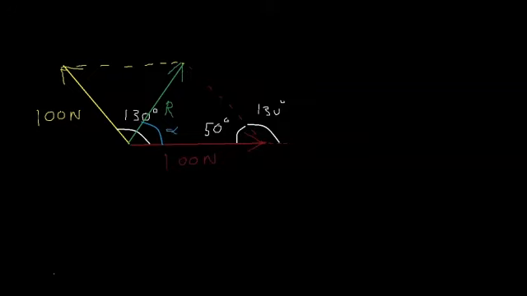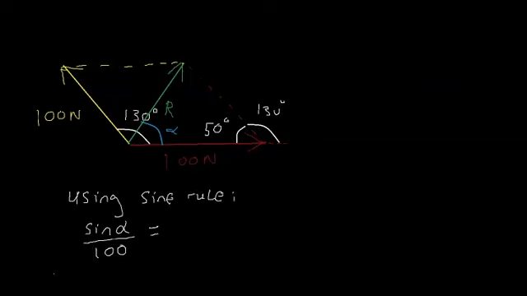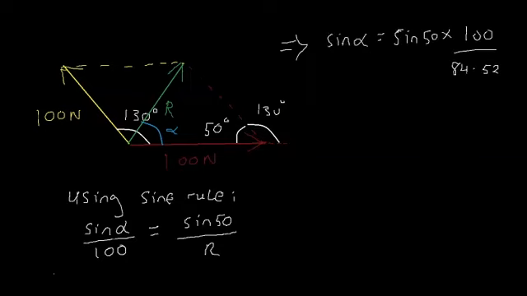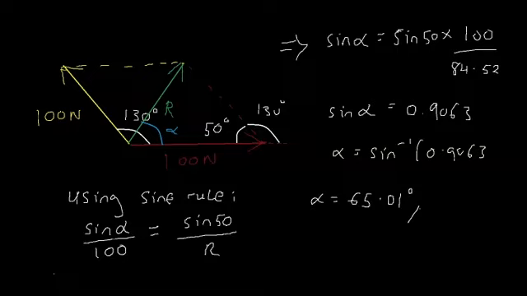We can also calculate the direction of our resultant vector with respect to one of the vectors by using our sine rule to solve for the angle alpha. So substituting our values into the sine rule, we find alpha as 65.01 degrees.